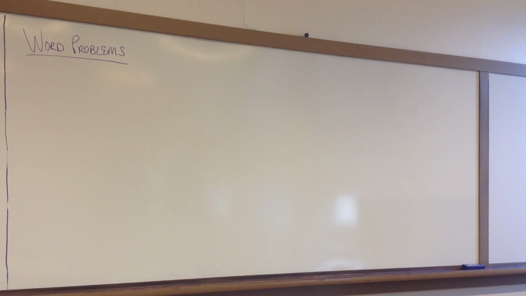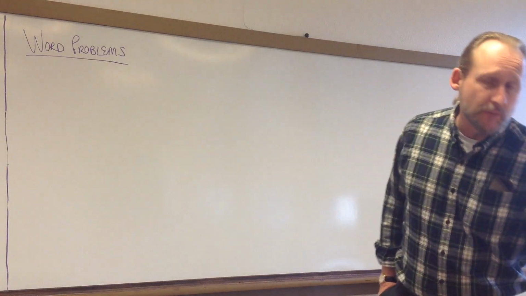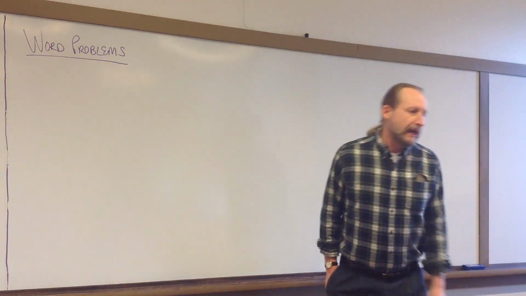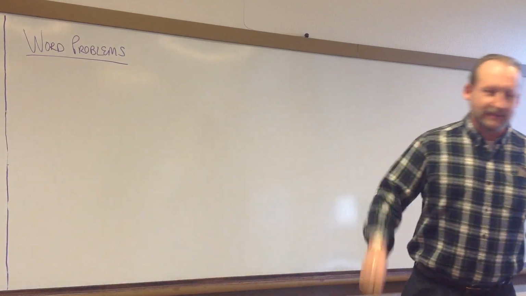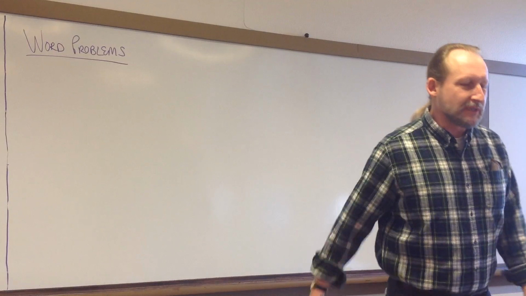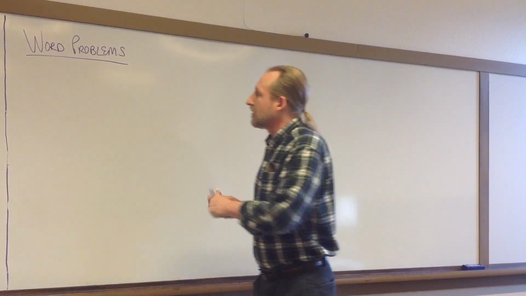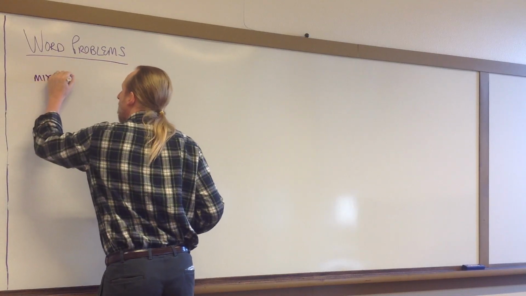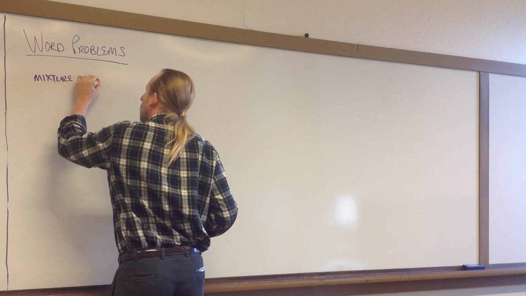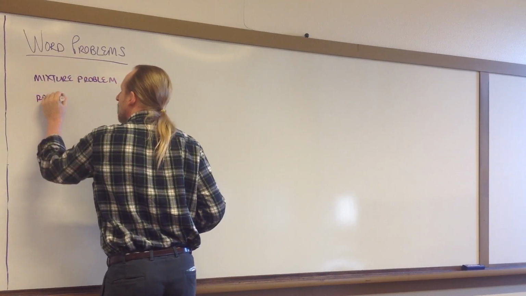This video is for Math 70, and this is the second assignment on word problems. There are two types of word problems on this handout. One is mixture problems, and the other one has to do with different rates.